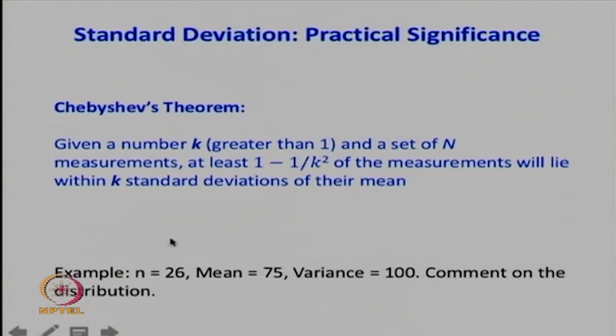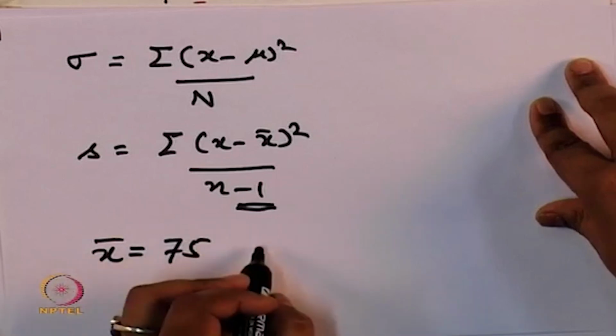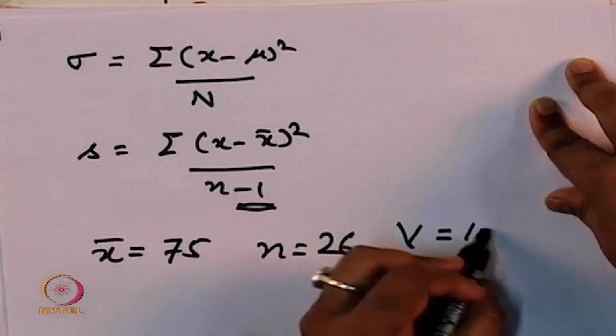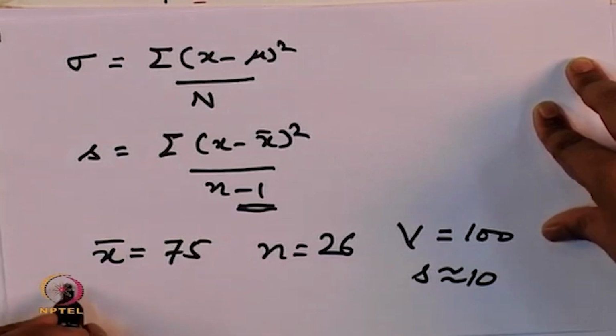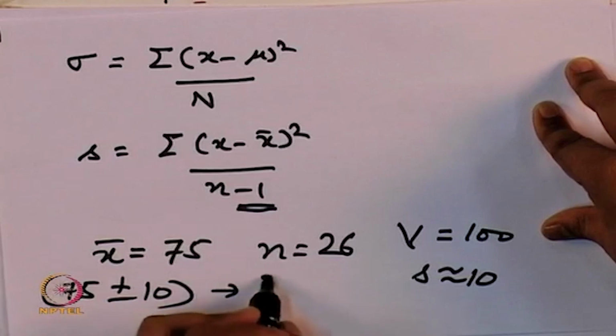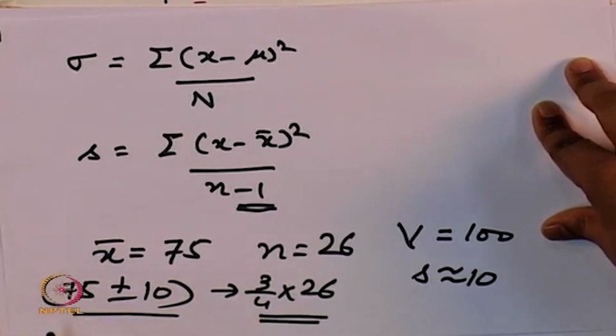As an example, you have n equal to 26, mean is 75, variance is 100. So, in this case, x bar is equal to 75, n is equal to 26, variance is equal to 100. So, I can roughly calculate S is approximately equal to 10, right. So, within 75 plus minus 10 you have 3/4 of the population, right. So, 3/4 of the variables will actually lie within this range, which is 65 to 85.